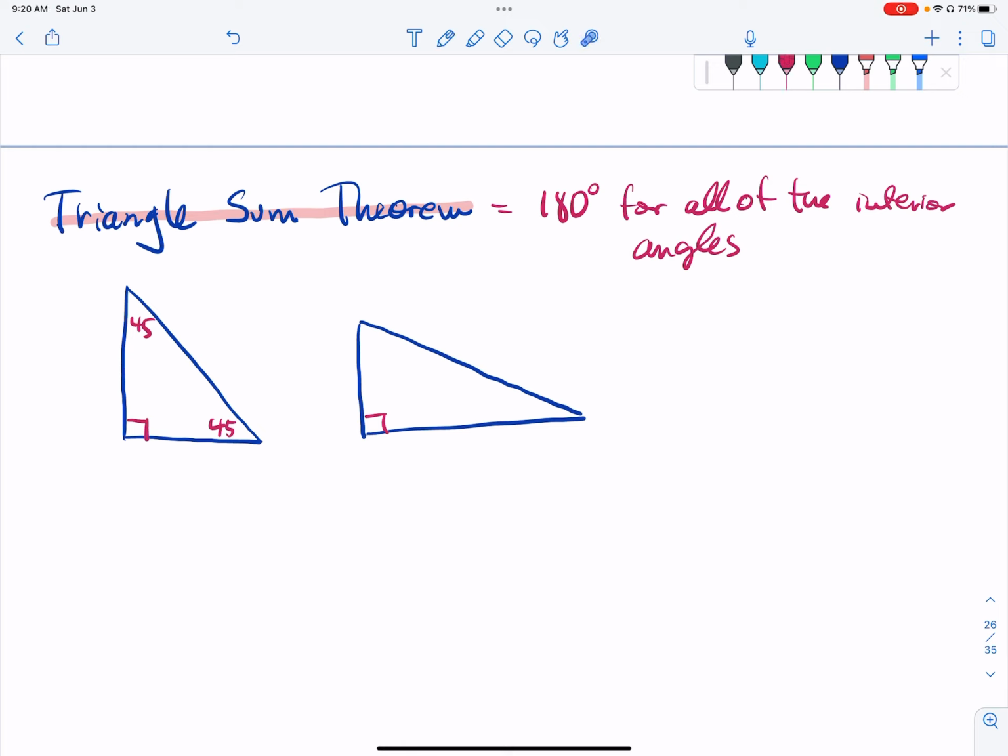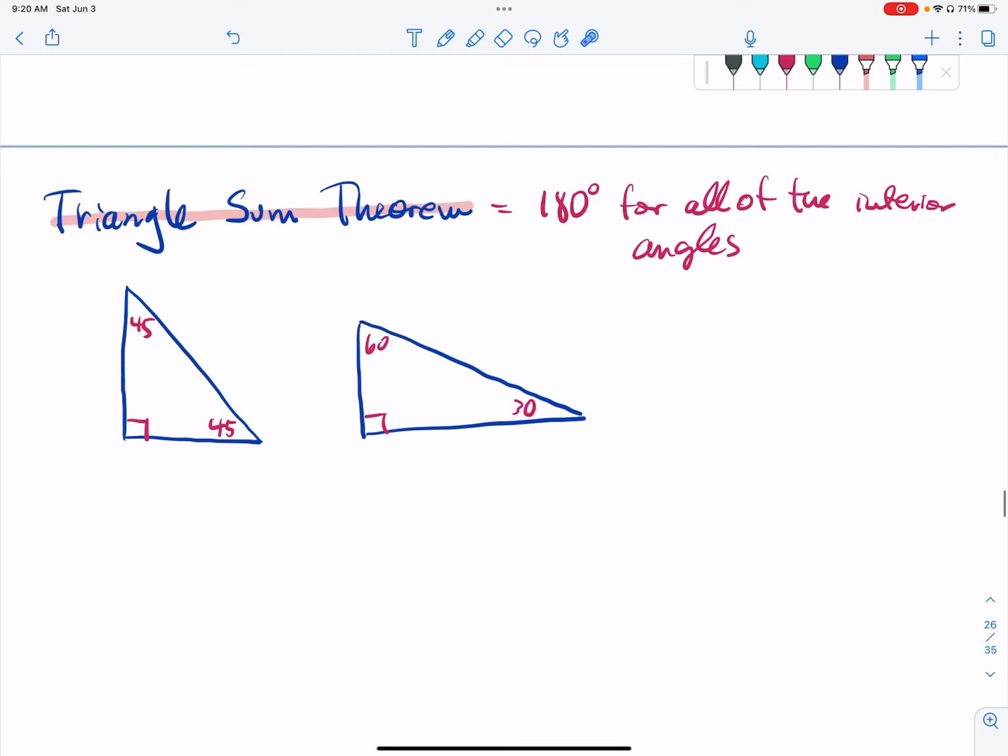So again, I've got my 90-degree angle. Well, what are two other things that could add up to 90 so that the total of this is 180 degrees? How about 30 right here, and then 60 right here. Again, there's tons of things that you can think of, but the idea with the interior angles of a triangle is that they total up to 180 degrees.